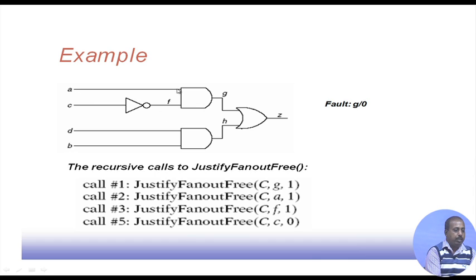Since this is a primary input, this will be immediately satisfied and A will be set to 1. Now it will call justify Fanout-Free for F equal to 1, which, since this is an inverter, will recursively give a call to justify C stuck at 0. C is a primary input, so it will put C equal to 0. After that, that is the justification of G. So this particular line can be set to a value. So G line can be set to 1.